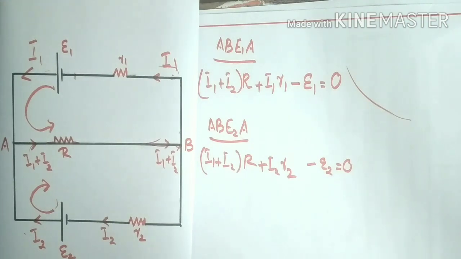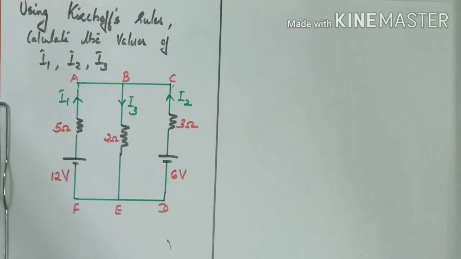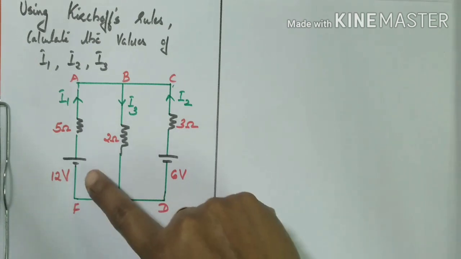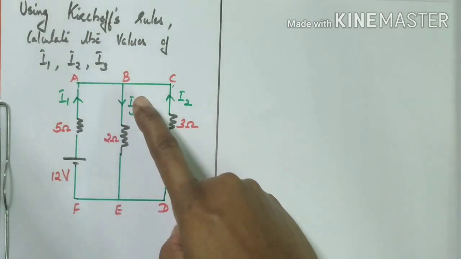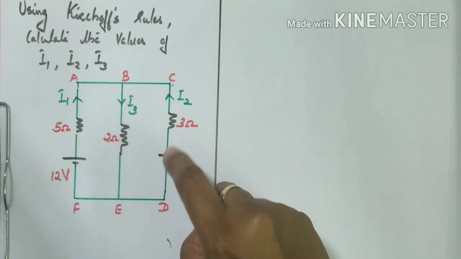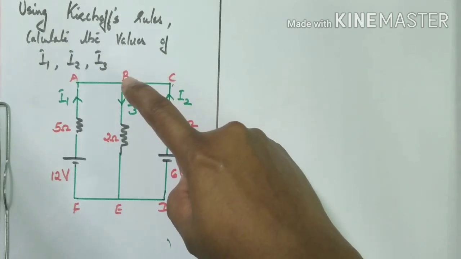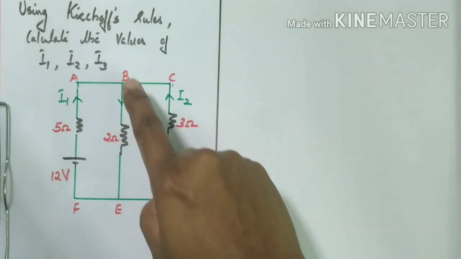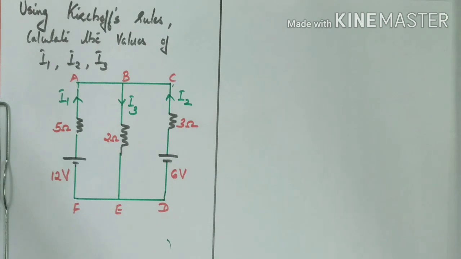So this is the method by which we can write the equation, and by solving the equations we can find the current. Now in the numerical, using Kirchhoff's rules, calculate the values of I1, I2 and I3. Here the circuit is given. From the 12 volt cell, a current I1 is coming, and at the junction B, current I3 is going, and from the 6 volt cell I2 is coming. At the junction B, I2 and I1 combine to form I3. So this is the circuit given in the question. Using Kirchhoff's rules, we have to find I1, I2 and I3.